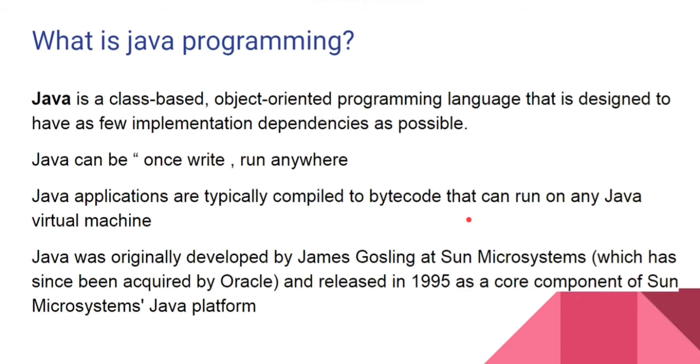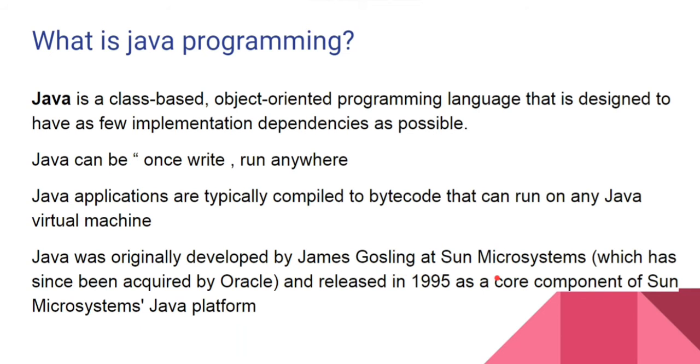Java applications are typically compiled to byte code that can run on any Java virtual machine, which we call JVM. The Java virtual machine can run our byte code, so it can be run anywhere. When we write a Java program, it is compiled to byte code, and that byte code can be run on the JVM. Wherever the JVM is installed, it will run our Java program. That is why byte code makes it platform independent.